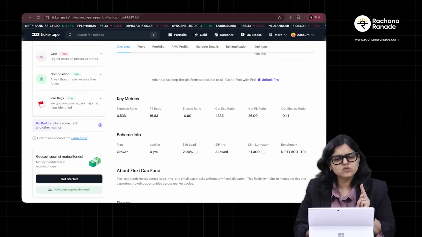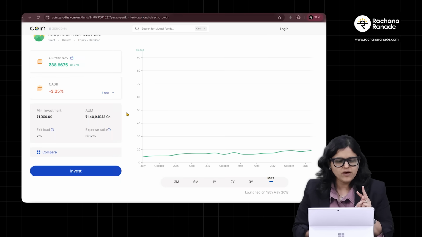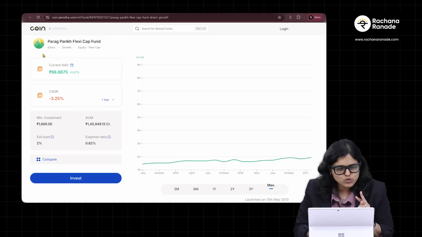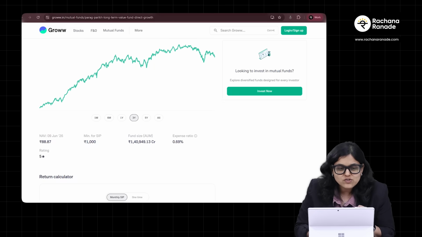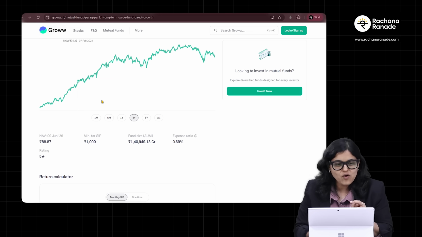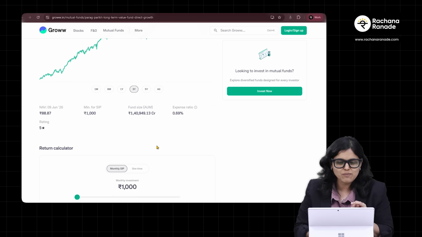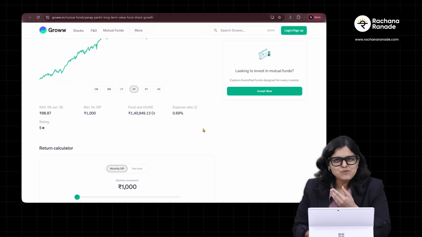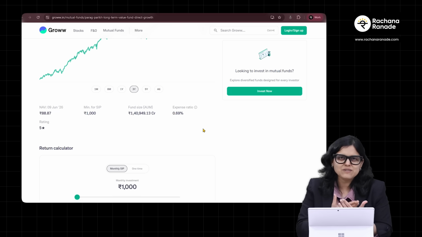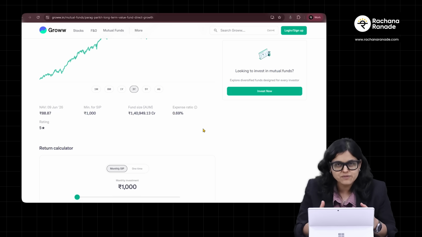For some reason, he also happened to check it on Coin, where the expense ratio for the same mutual fund was 0.62%. And then he thought of cross checking it with Groww. Here, for the same fund, again, the expense ratio came out to 0.69%. And that was the exact query asked, that how come expense ratios can be different for different websites.